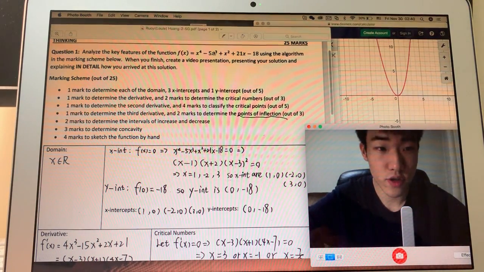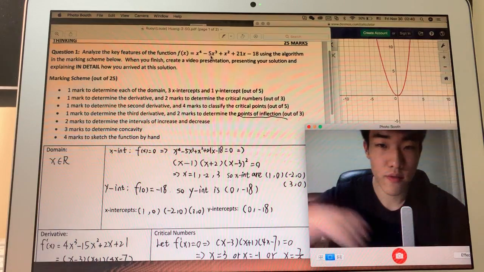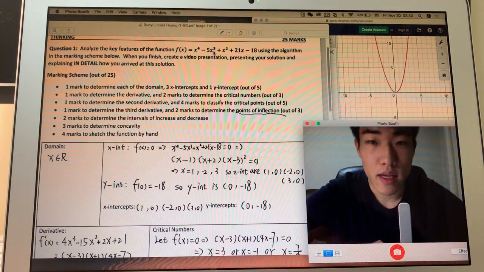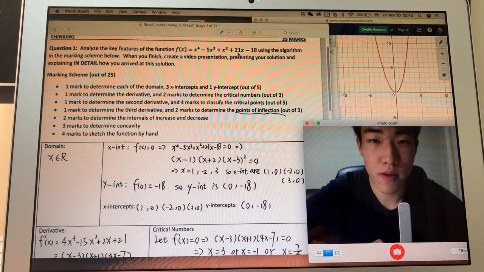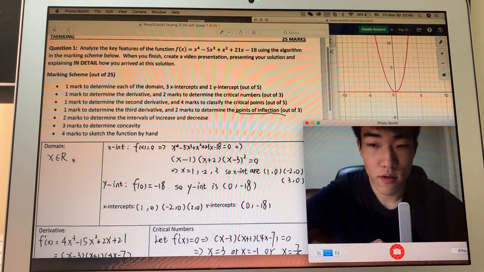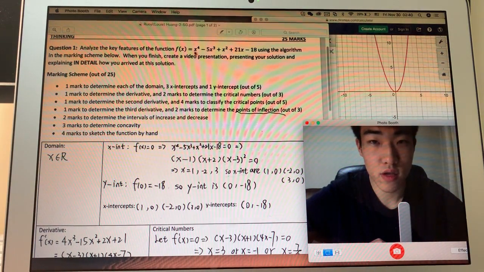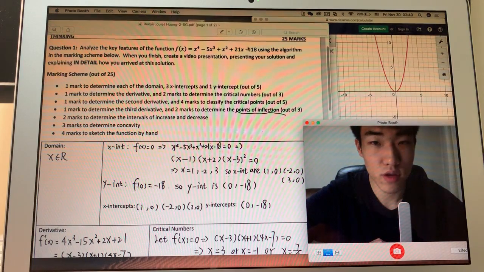We have a function here that is equal to x to the power 4 minus 5 times x cubed plus x squared plus 21x minus 18. And the first question asks us the domain. The domain of this function, obviously, does not have a restriction, so it belongs to the real numbers naturally.